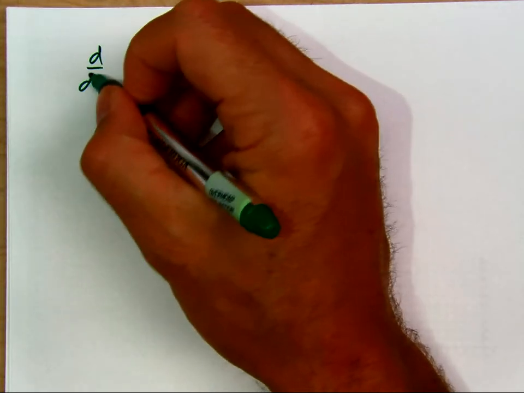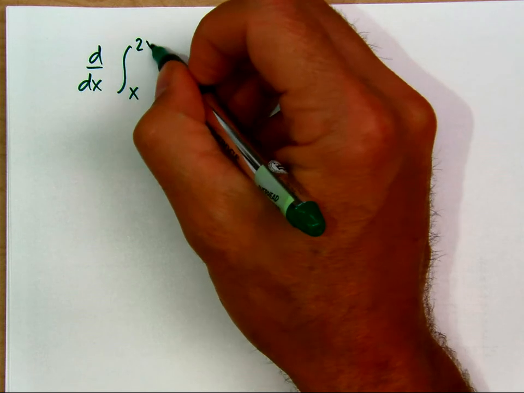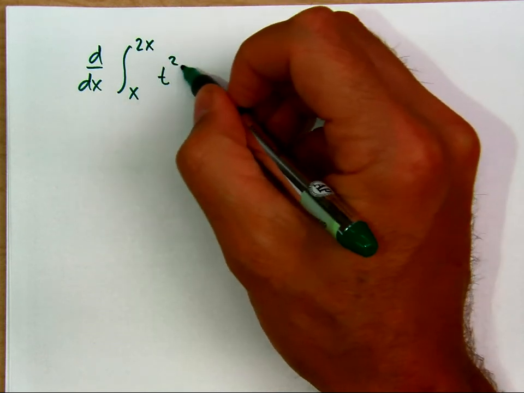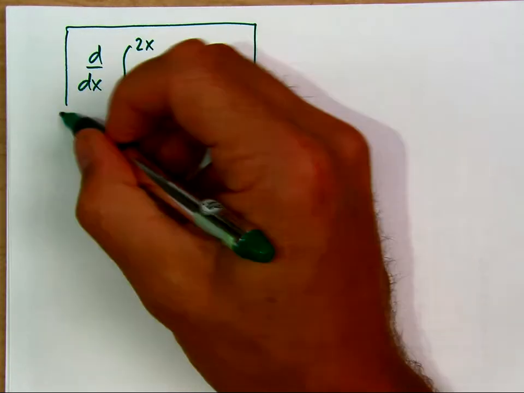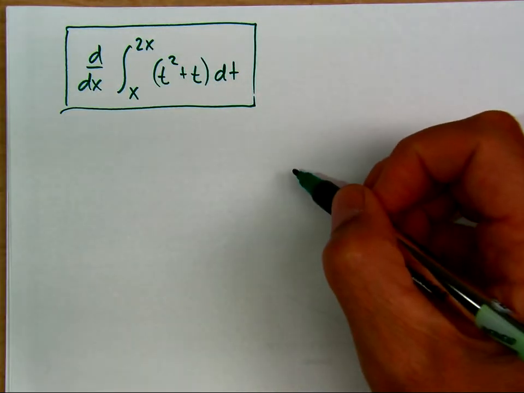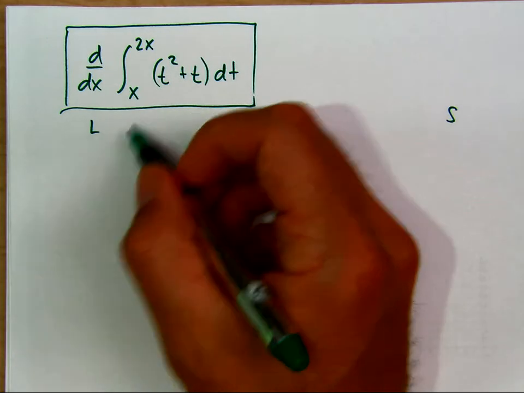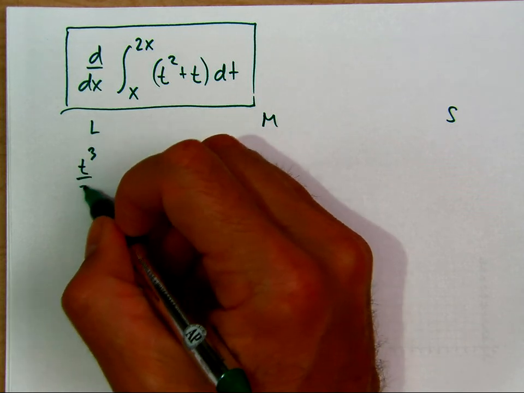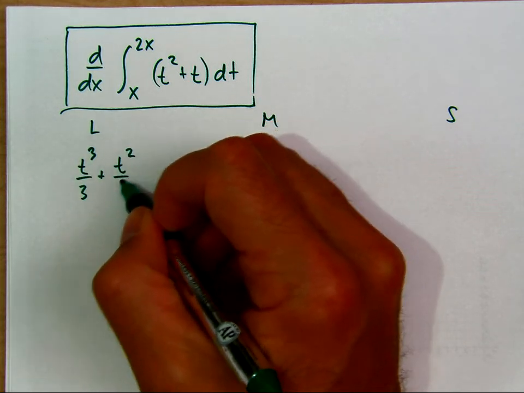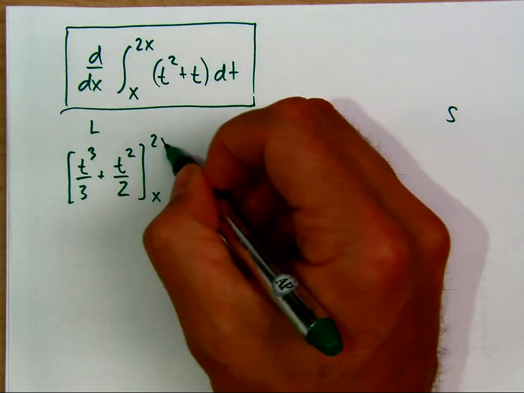Okay, and then we could have functions in both limits. So let's do this the long, middle, and short way. The long way, we'll do the antiderivative. So we have t cubed over 3 plus t squared over 2 from x to 2x.